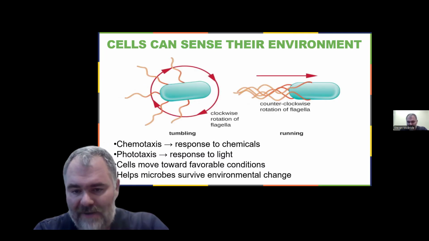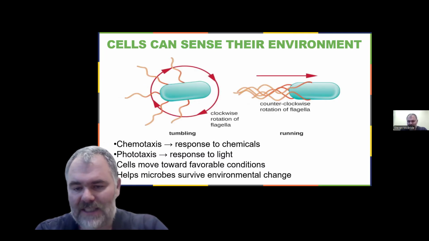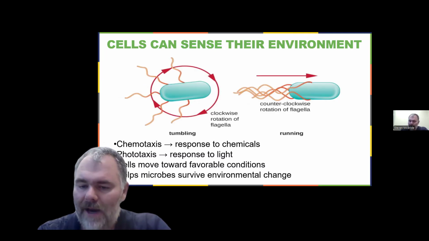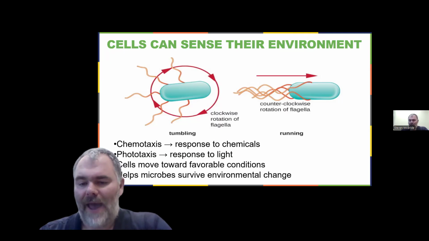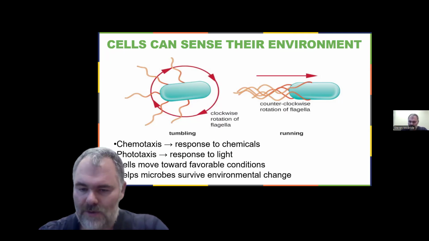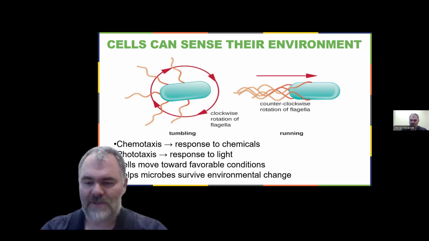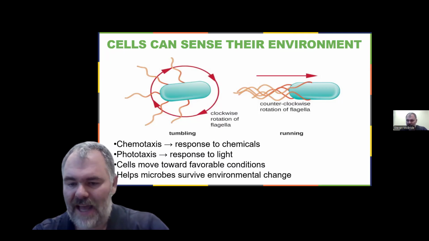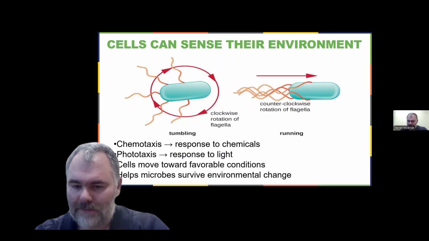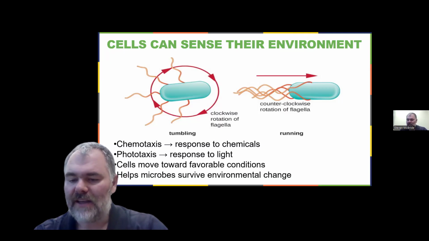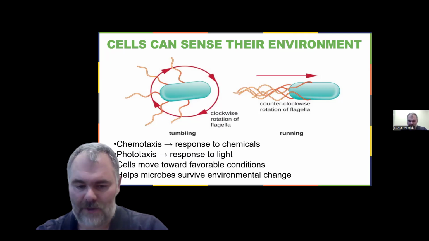Movement alone is not enough for survival. Microbes also need the ability to sense changes in their environment and respond to them. Many microorganisms can detect environmental signals such as chemicals, oxygen levels, or light. Chemotaxis refers to movement in response to chemicals. Cells may move towards nutrients or away from toxic compounds. Some microbes also perform phototaxis, which is movement in response to light. As you look at the image on this slide, notice that microbial movement is not random. Cells can bias their movement towards favorable conditions and away from harmful environments. These responses help microorganisms locate resources, avoid stress, and survive changing environmental conditions.